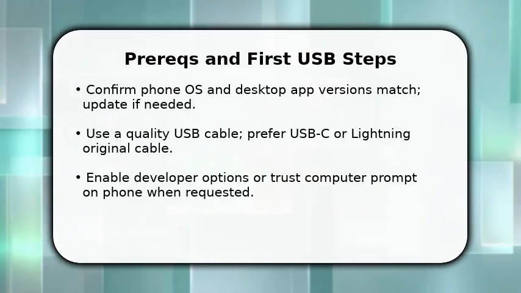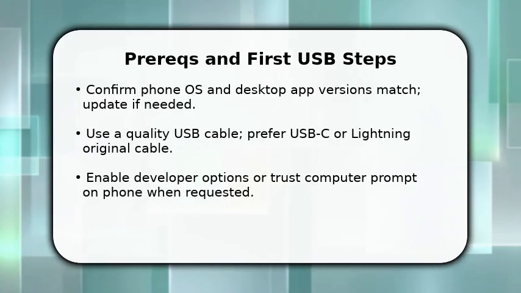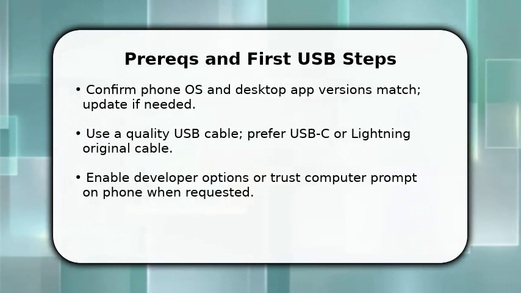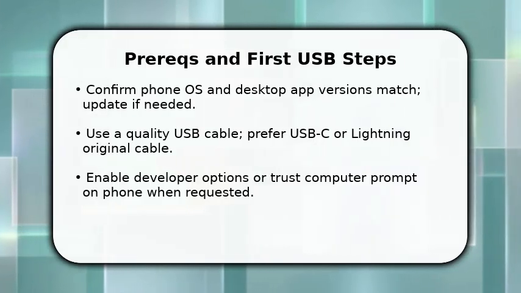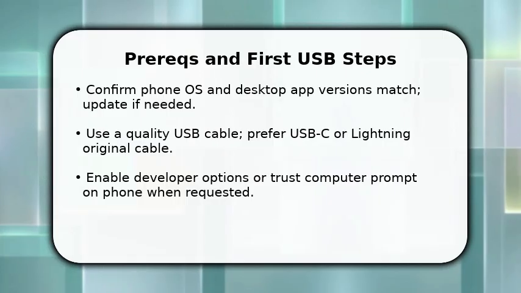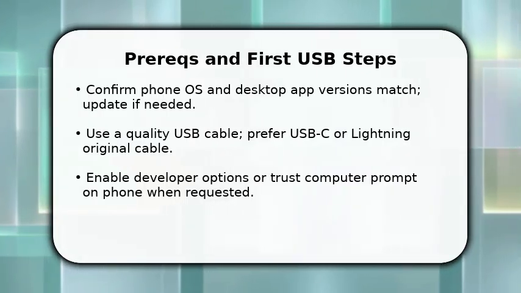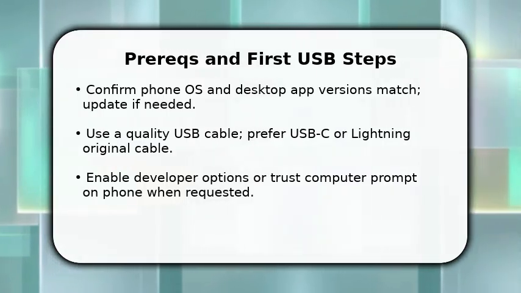When the phone prompts to trust the computer or enable data transfer, accept it, otherwise the desktop won't see the device. Once connected, open Camo Studio. The app will search automatically. If it doesn't appear, replug and watch for the trust prompt you might have dismissed.